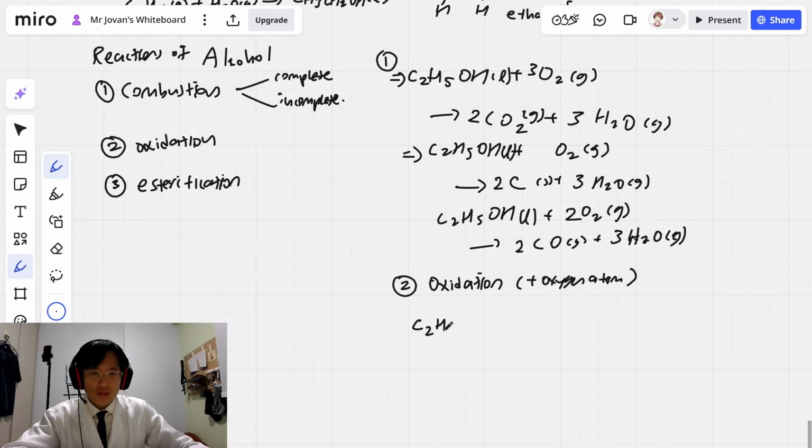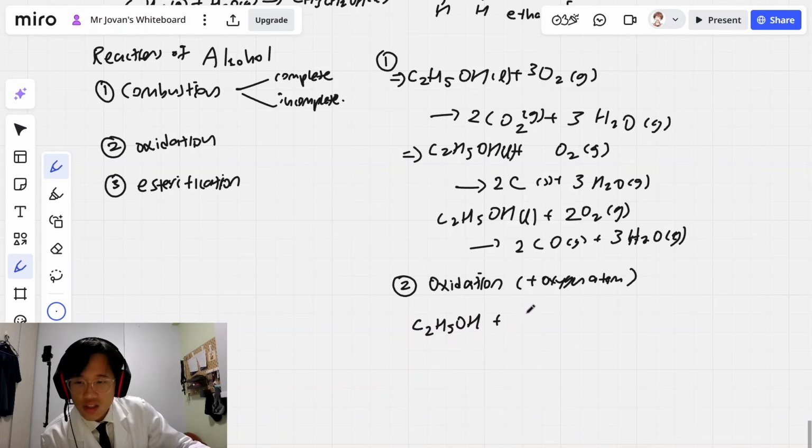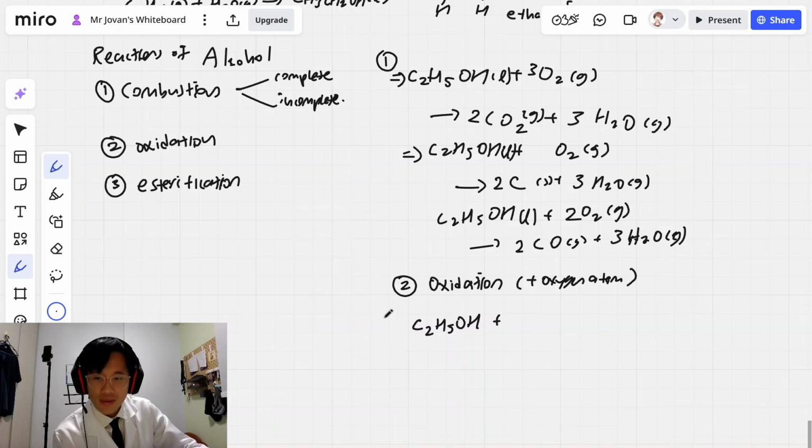Let's use ethanol, C2H5OH. Oh sorry, I forgot to talk about the reactants. For oxidation to occur, there are two ways it can happen. One is that we force it, or the second is that we just let it happen in air, where oxygen exists. Let's talk about what happens if I want to force it. If I want to force it, I need an oxidizing agent to oxidize this ethanol.